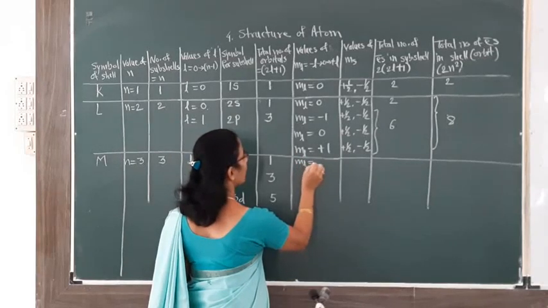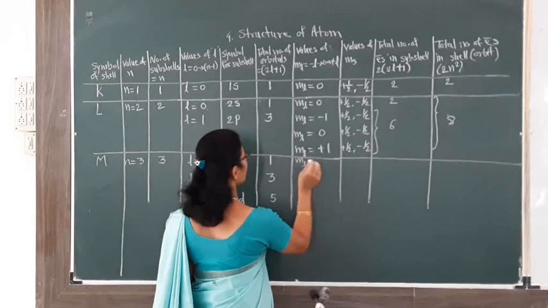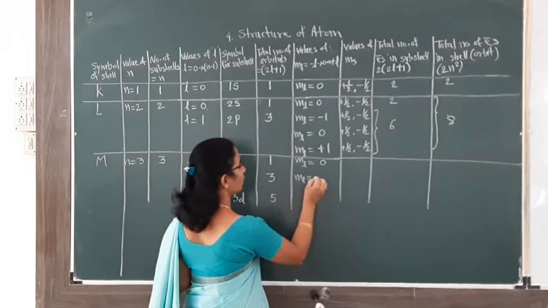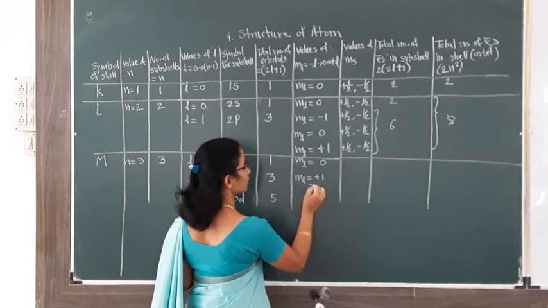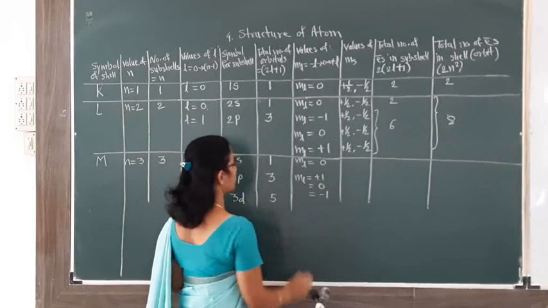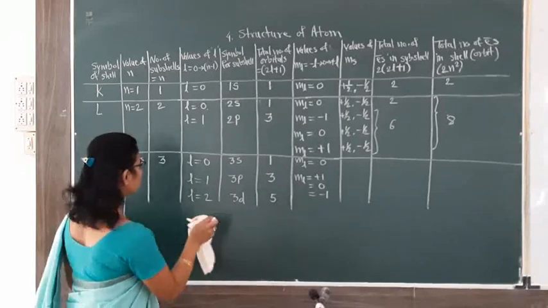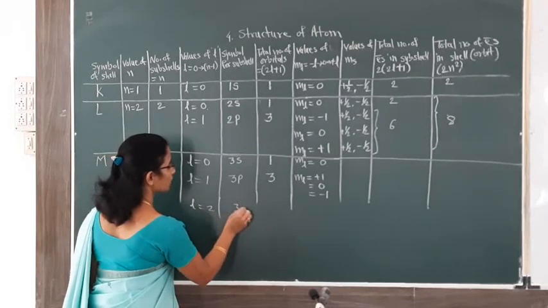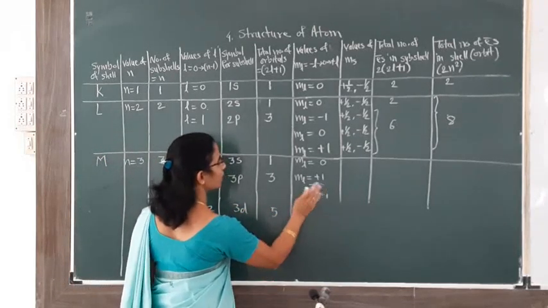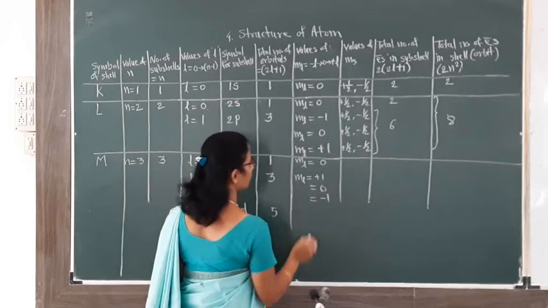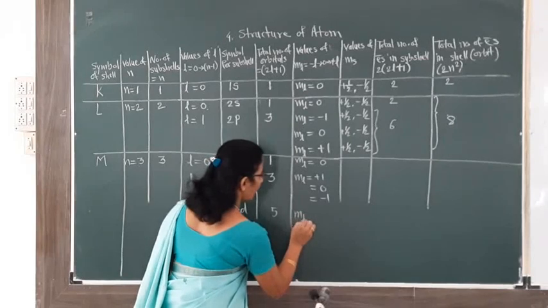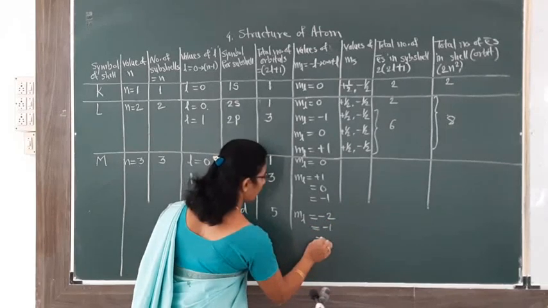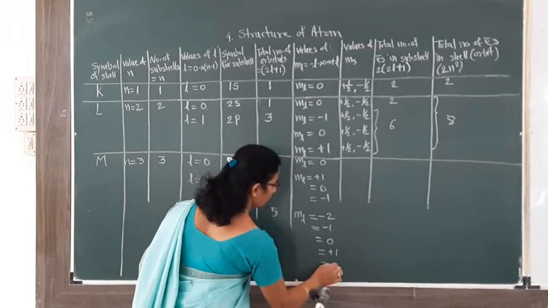Now let's write the values of m_l. Here m_l will be equal to 0 for the s orbital, but the values of m_l will be plus 1, 0 and minus 1 for the p subshell. Here l is equal to 2, that is 3d, 5 orbitals are present. So here the values are written once again. The values of m_l for the d subshell are written as minus l, that is minus 2, minus 1, 0, then plus 1 and plus 2.